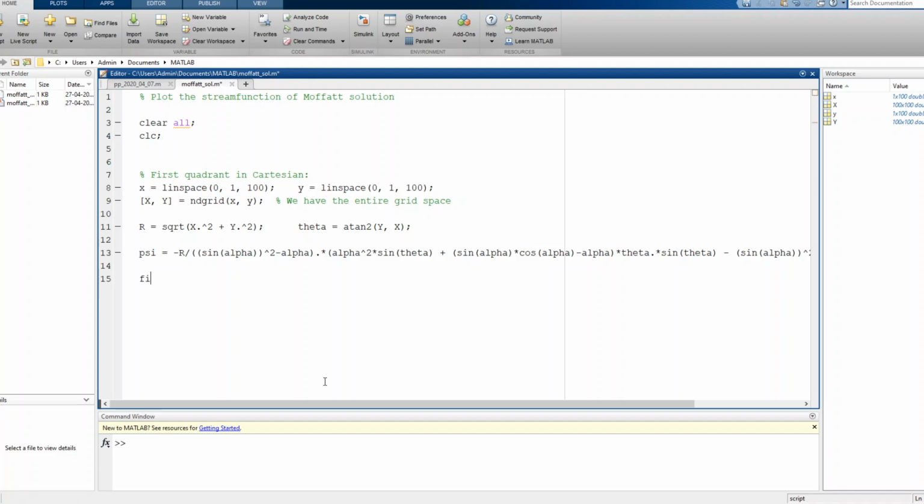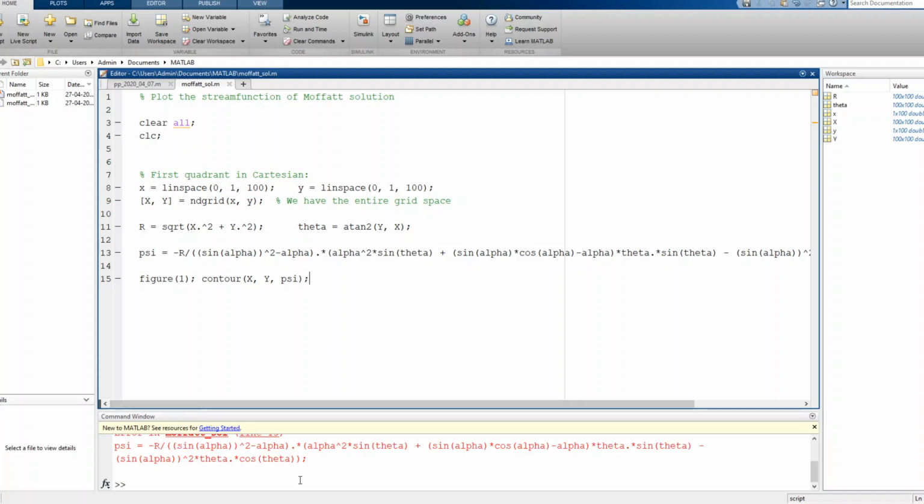Let us have a quick plot. Figure 1, contour. But we must remember that despite the solution for psi existing in terms of r and theta, we actually have to plot it in a Cartesian space. So the contour will exist only in x and y, not in r and theta, but the plot will be that of psi. This is how it will look.